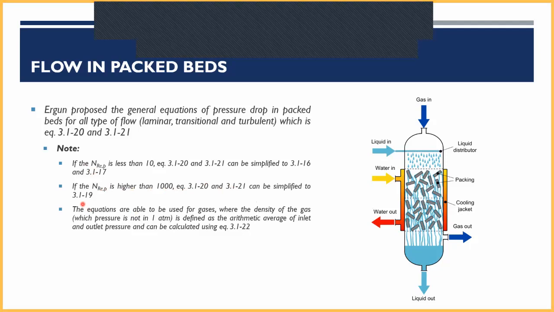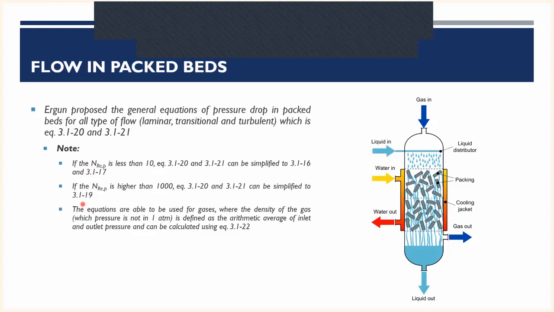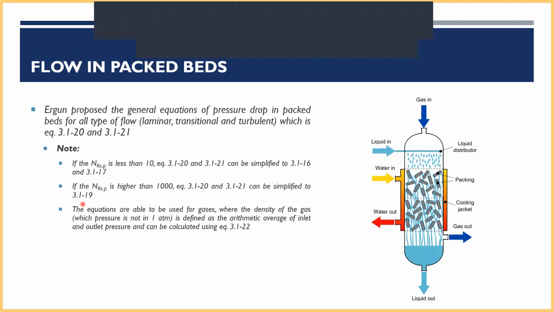So it depends. If you have a value of NRE less than 10, then you can use 3.116 or 3.117. While if your NRE is turbulent, you can simplify it into 3.119. These equations, 3.120 and 3.121, can be used for gases as well, where the density of the gas is defined as the arithmetic average of the inlet and outlet pressure, and can be calculated using 3.122.